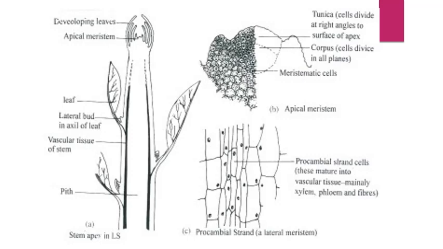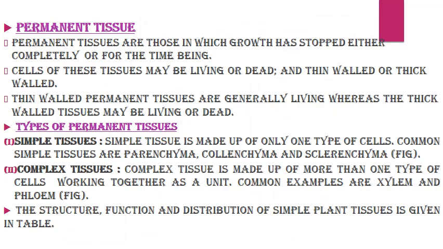Now you can see here the figure regarding meristem, apical meristem. So, permanent tissues. Permanent tissues are those in which growth has stopped either completely or for the time being. Cells of these tissues may be living or dead and thin-walled or thick-walled. Thin-walled permanent tissues are generally living, whereas the thick-walled tissues may be living or dead.